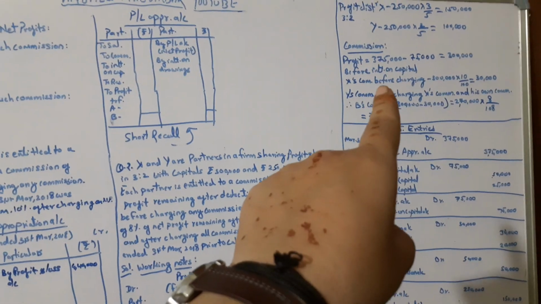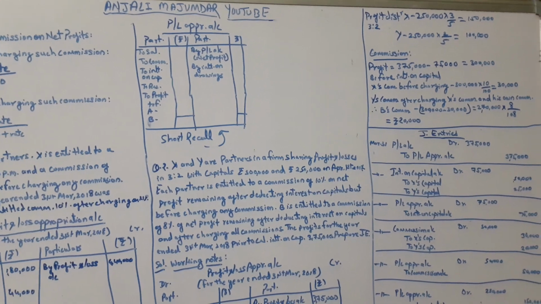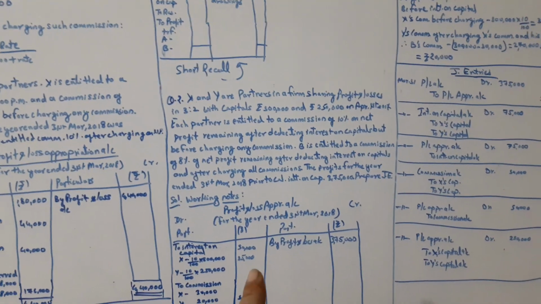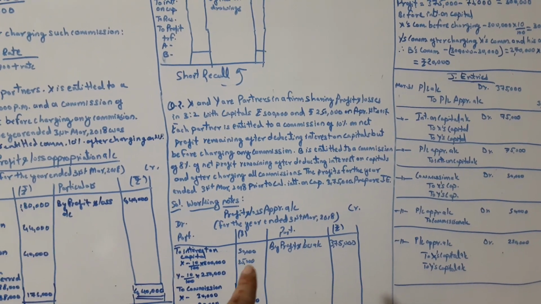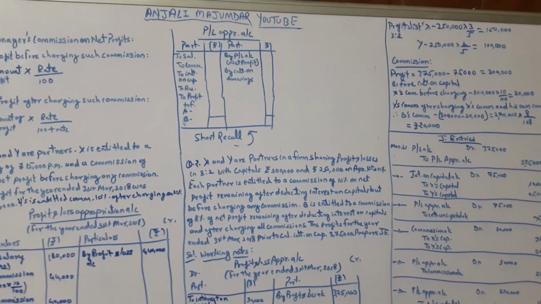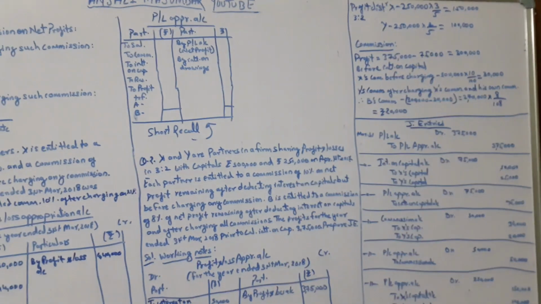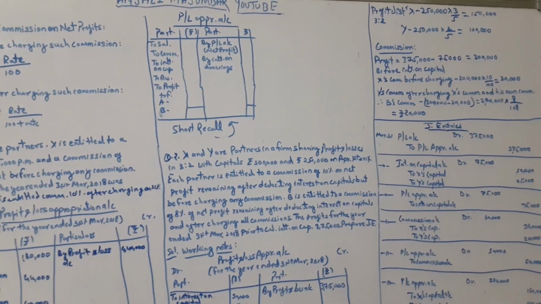So let's look into the working note on the right side, commission. First of all, for commission, 3,75,000 minus 75,000. Why is this 75,000 deducted? First of all, you should know that the interest on capital is 75,000. If I add 50,000 plus 25,000, that gives you 75,000. Therefore, profit is equal to 3,75,000 minus 75,000. So here you get the profit as 3 lakh. Now on this 3 lakh, you have to calculate commission.